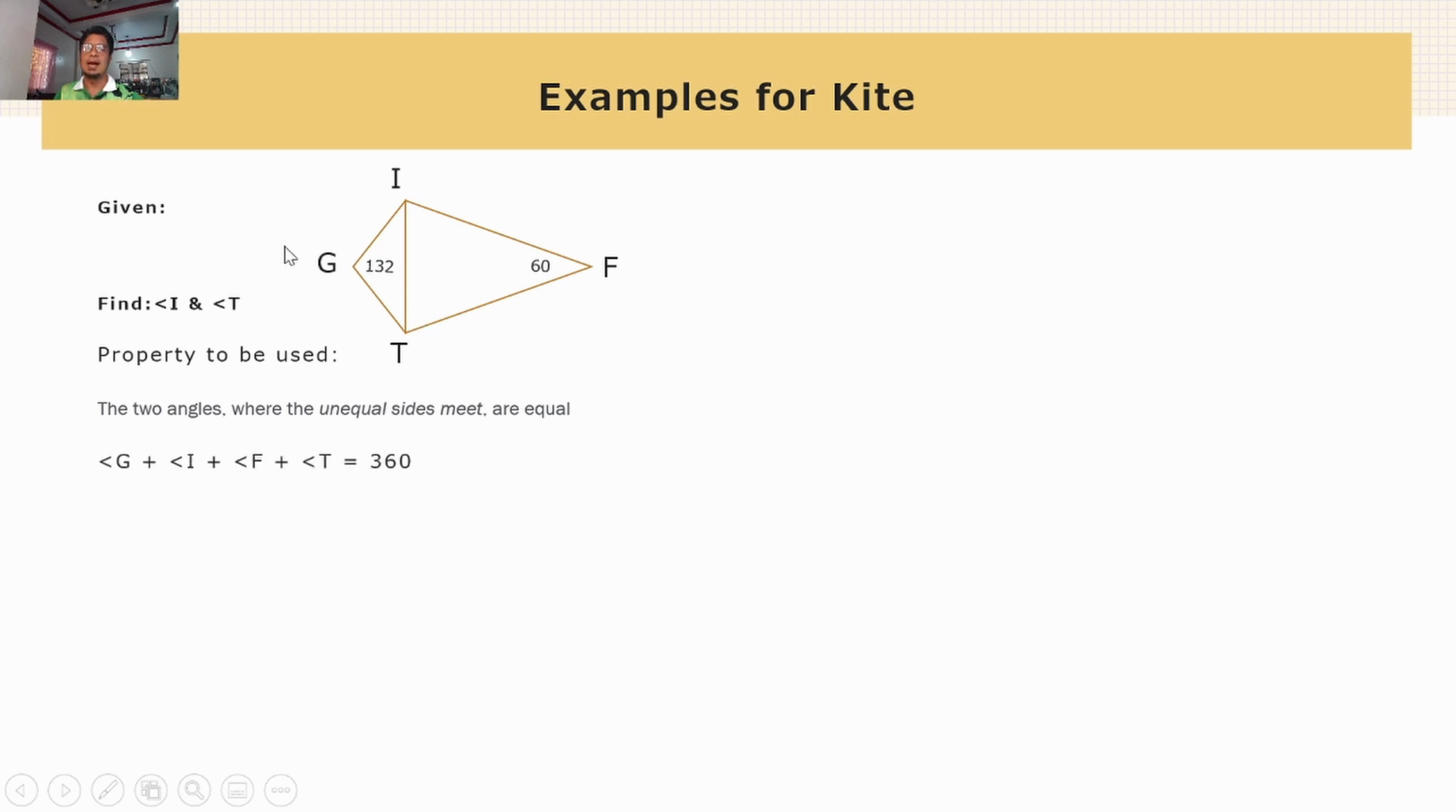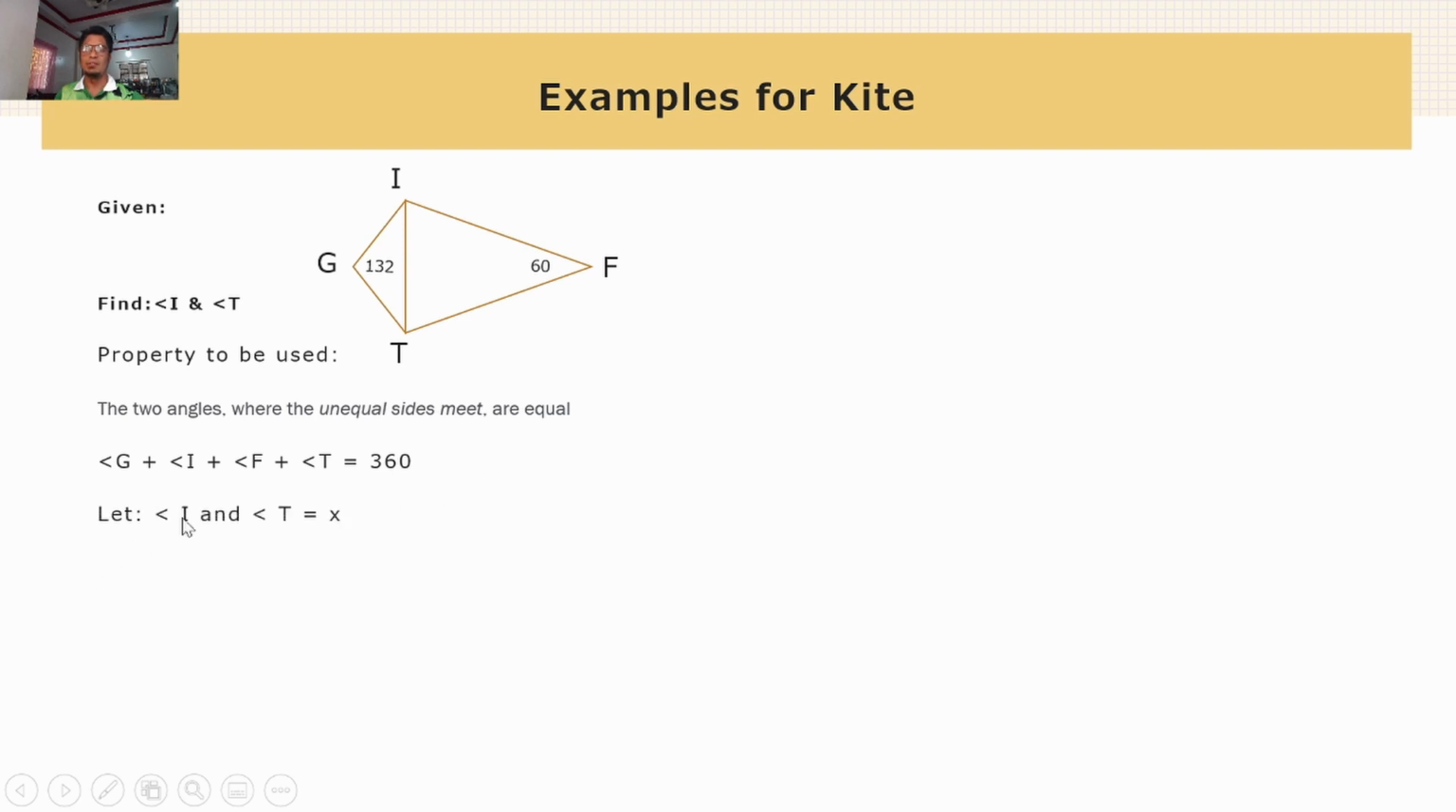Ngayon, lahat ng angle ng quadrilateral, any quadrilateral, is equal to 360. Baka kasi may magtanong, source na galing yung 360 natin. So, any quadrilateral, as long as it is convex, the total sum of all the angles, the interior angles, is 360. So, yung lahat ng angle natin, G, I, F, T, yung sum niya, 360.